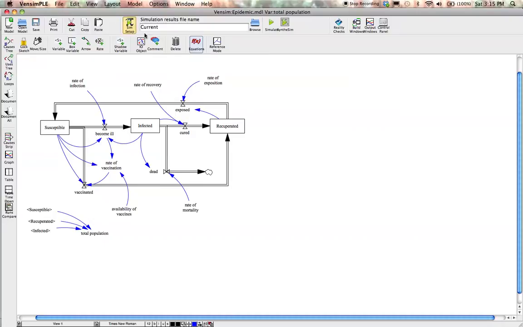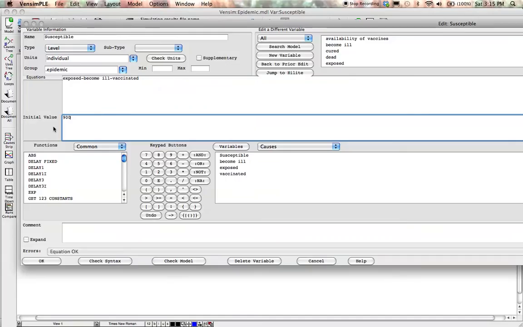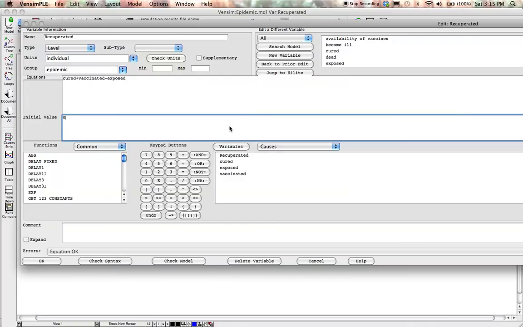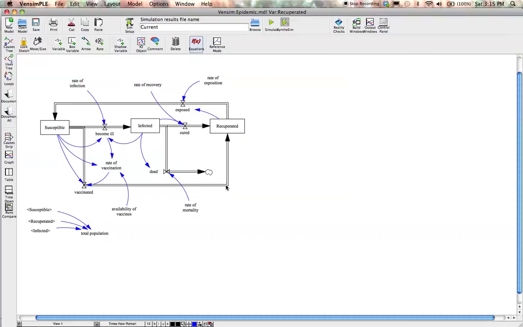If you look at the initial values, there are 900 susceptibles to start with. There are 100 infected, so the disease starts with 100 people, and there are 0 recovered. So no one has recovered at the initial point. Okay, so with the model setup, you can go and run it.